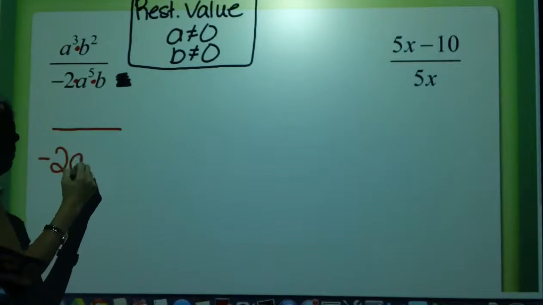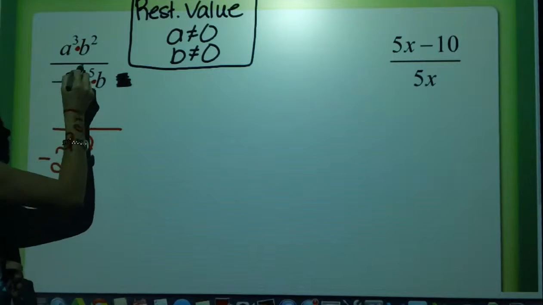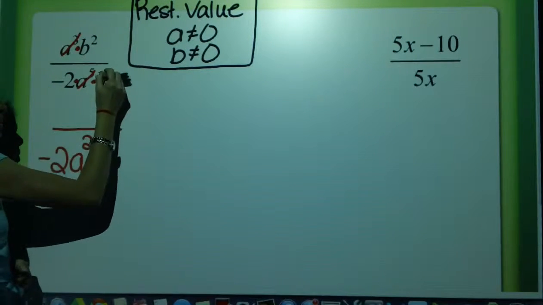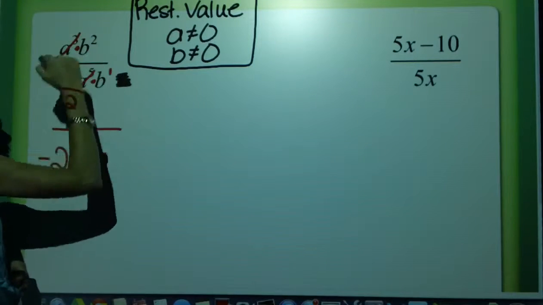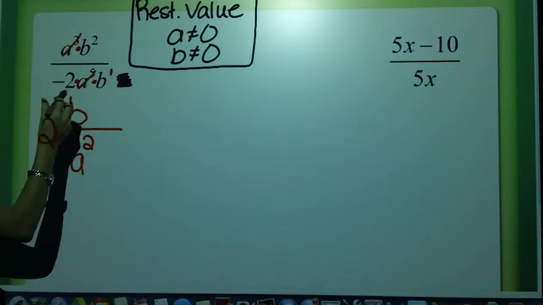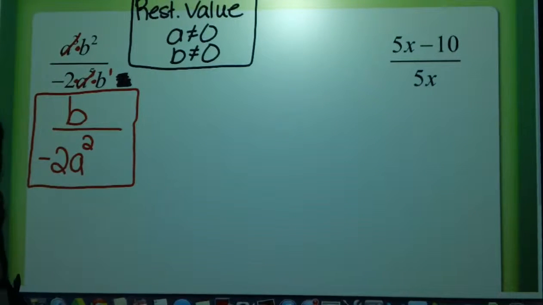And I'm going to do a to the 5 minus 3, which is 2. Okay? I've taken care of it. I'm just going to kind of cross it off. B is b to the 1 power, so I bring the 1 up and I subtract, and I'm left with b in the numerator. Okay? So I've simplified the rational expression. There's nothing more that I can do.